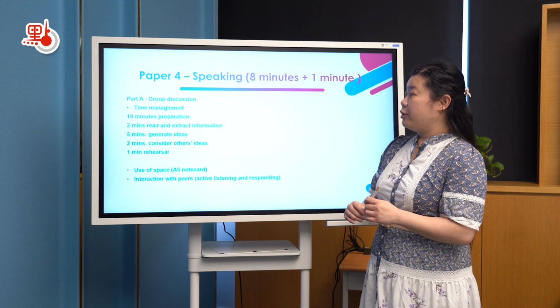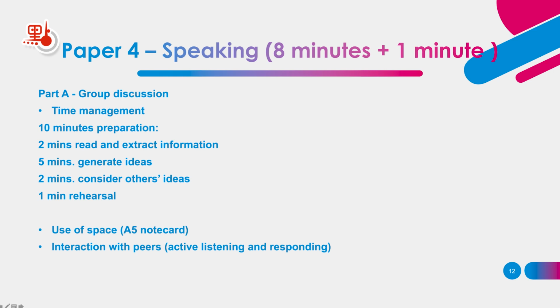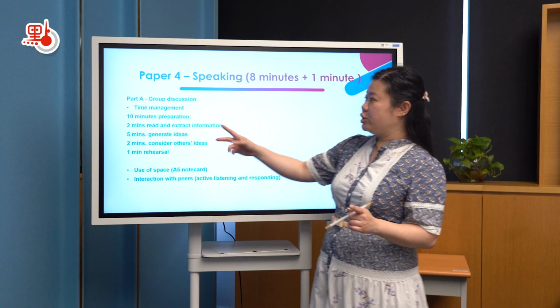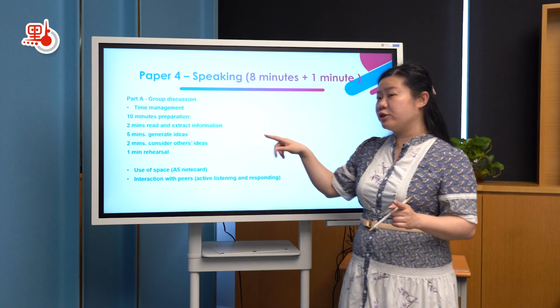So for the group discussion, time management is also very important during the preparation time. 10 minutes preparation seems long, but it's actually very short if you really get to do it. You should spend 2 minutes on reading or extracting information from the text that you're given. And then you should spend 5 minutes. 5 minutes is pretty short if you think about really having to generate ideas in 3 different areas. And then you can spend 2 minutes considering others' ideas. A lot of students spend time only on the first 2 areas.